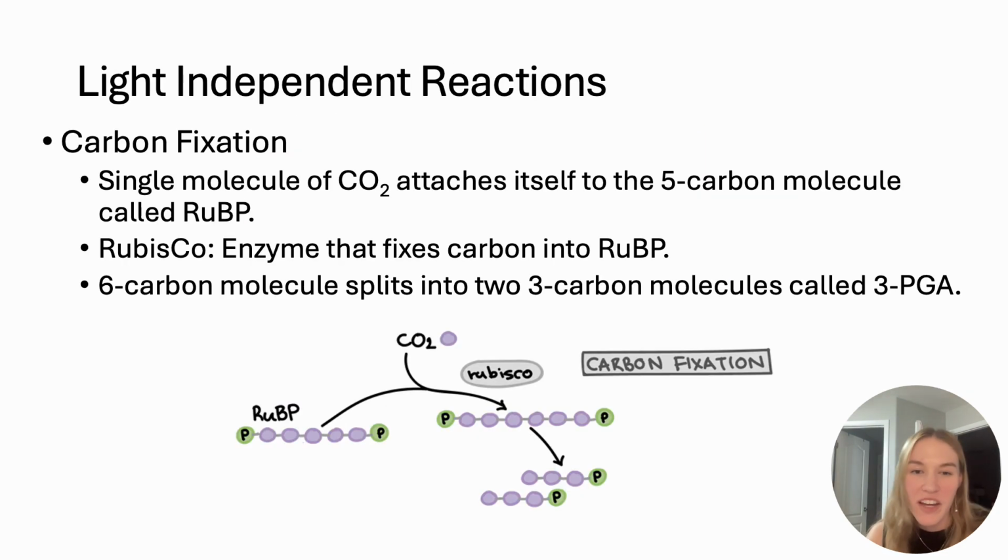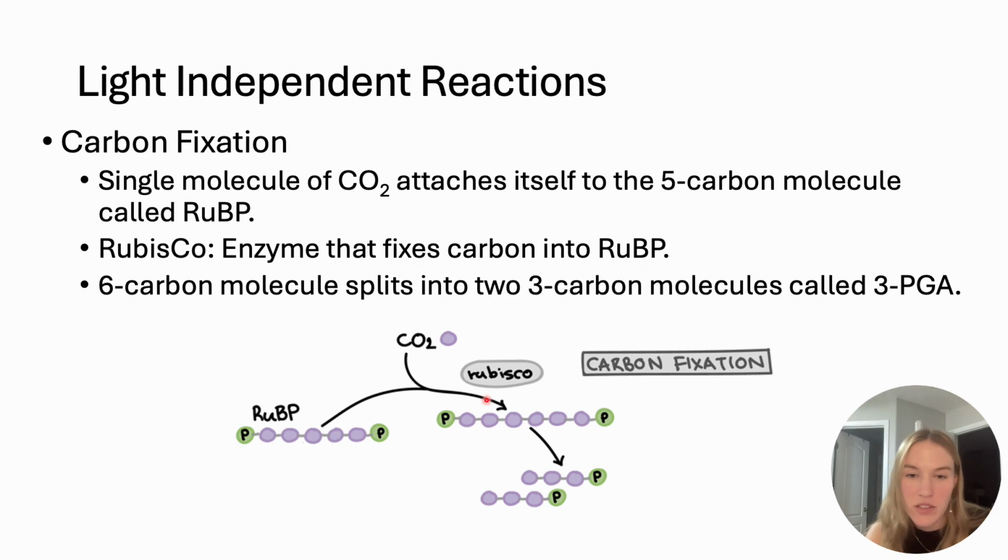But the first step here is carbon fixation. Carbon fixation requires CO2 to attach itself to a 5-carbon molecule called RUBP. Now, we talked about RUBP a little bit in class. It stands for ribulose bisphosphate. I don't expect you to know that, but I do expect you to know what RUBP is, and that it is a 5-carbon molecule that is going to attach to CO2. The enzyme that catalyzes this attachment is going to be called Rubisco.